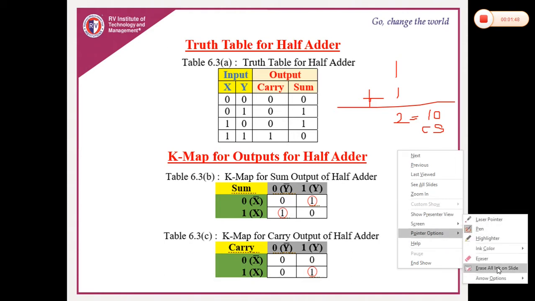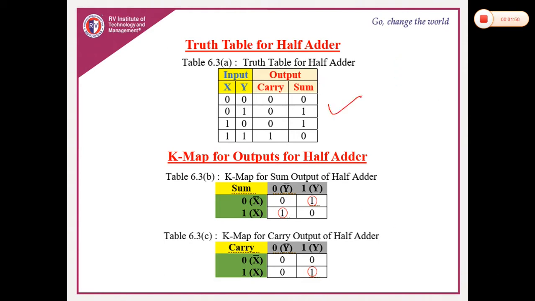Once you are able to write this functionality table or truth table, the next duty is to get the expression for the sum as well as the carry output. In order to get the expression for the sum output, we use this K-map. You can see 0 1 1 0 is the output, so we put it here. Is a quad possible? No. Is a pair possible? No.